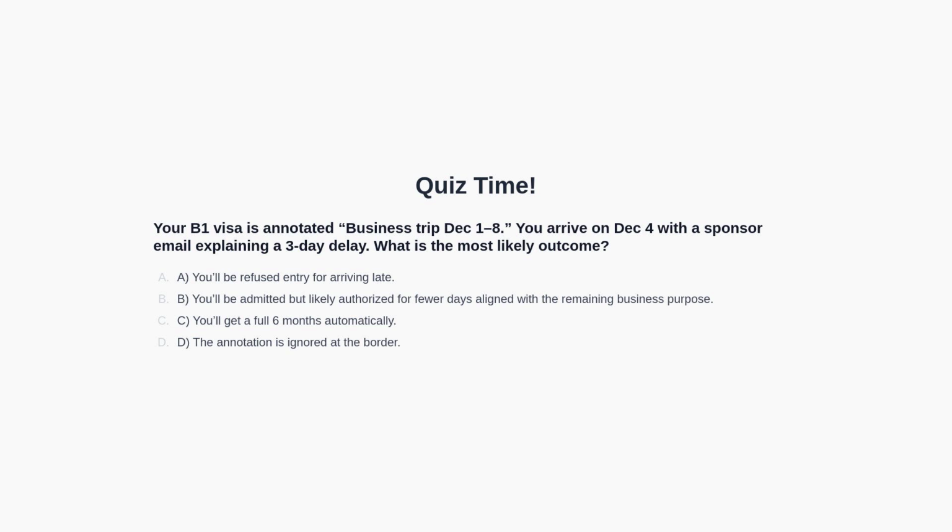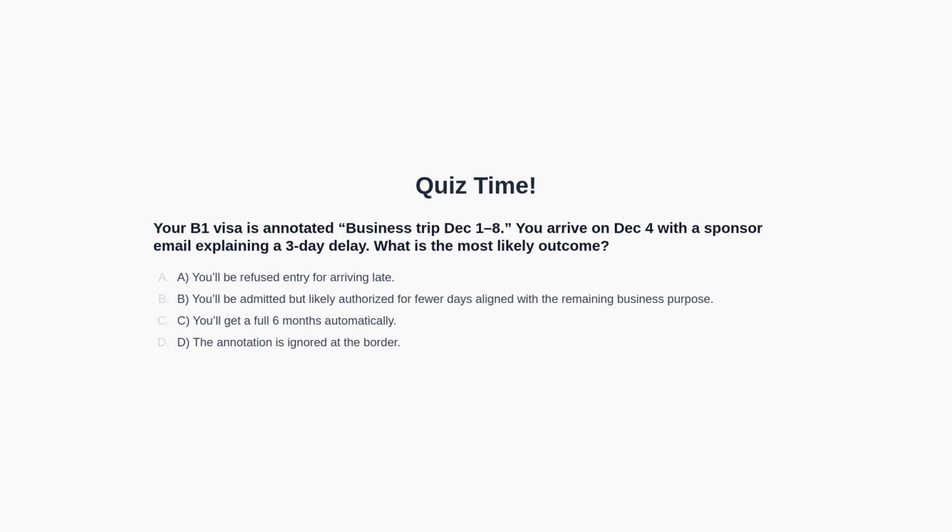Quiz time. The question is: your B1 visa is annotated "Business trip December 1st to 8th." You arrive on December 4th with a sponsor email explaining a 3-day delay. What is the most likely outcome? The options are: A. You will be refused entry for arriving late. B. You will be admitted but likely authorized for fewer days aligned with the remaining business purpose.